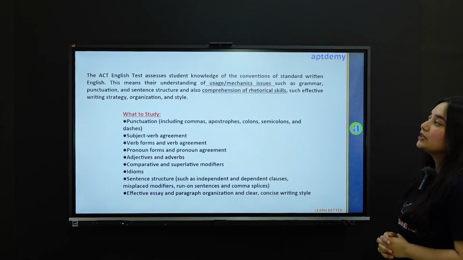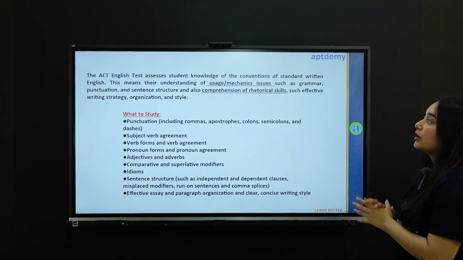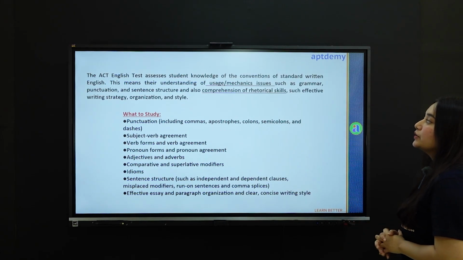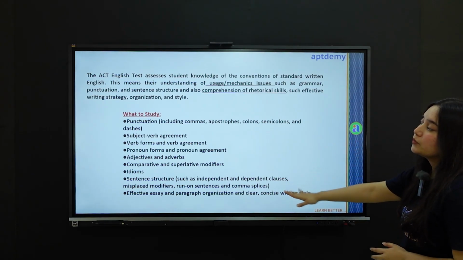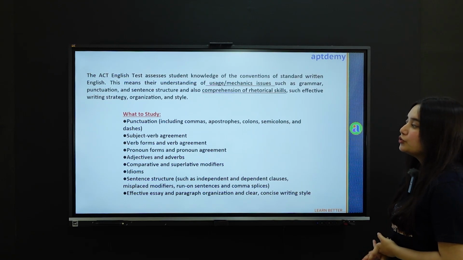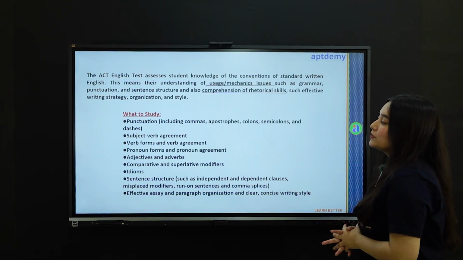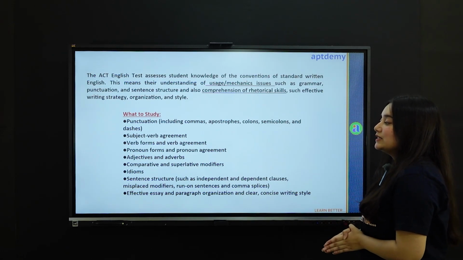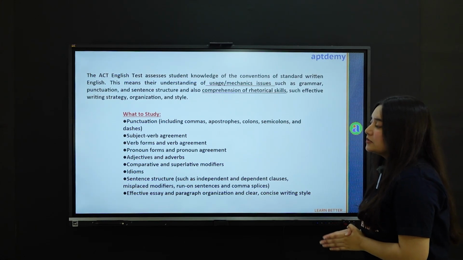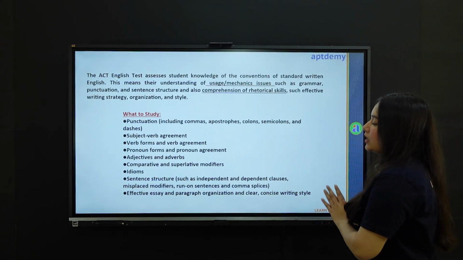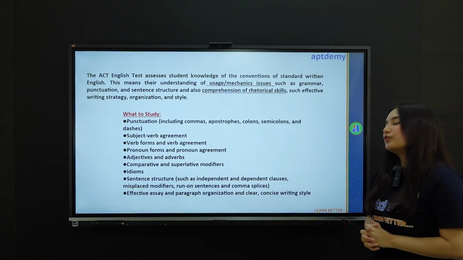Now the ACT English will test you on 2 types of questions. One is mechanics or usage questions, and the other is rhetorical skills questions. Under these, topics will come like punctuation, like I told you, subject-verb agreement, verb forms, pronoun forms and pronoun agreement, adjectives and adverbs, comparative and superlative modifiers, idioms, sentence structure, effective essay and paragraph organization, and clear and concise writing style.